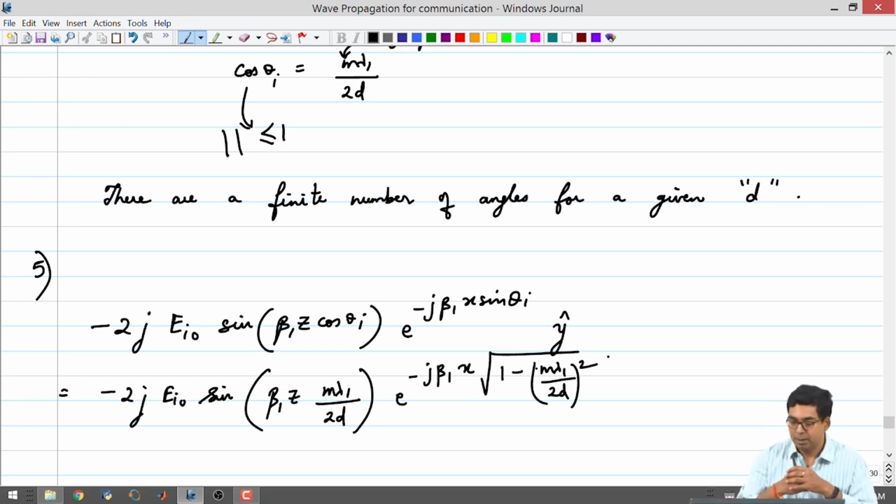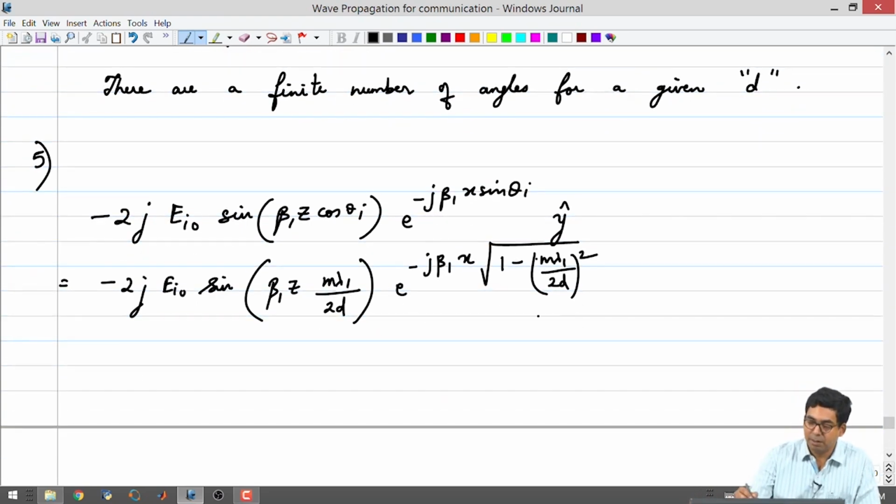Now, there are a lot of things happening over here. First of all, this is an expression which tells you that there is a propagating wave in x and a standing wave in the z direction. On top of that, the pattern depends upon the distance between the two plates d and the number m that you can choose. So there are too many parameters here, but let us just have a look at the x direction first. I have e to the minus j beta 1 x square root of 1 minus (m lambda 1 by 2d) squared. Let us look at this first.